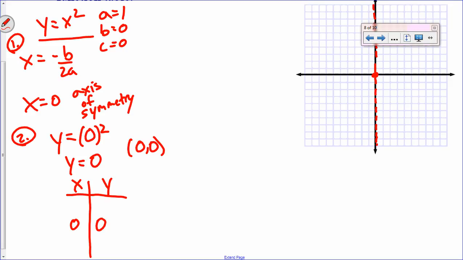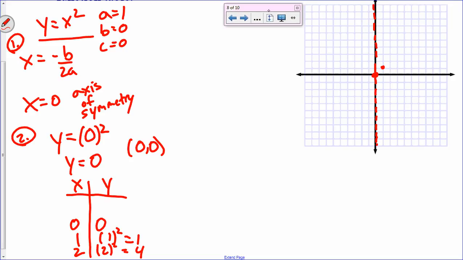Okay. Let's use our axis of symmetry, which kind of reflects over itself, to graph a couple more points on this. What would happen if we plugged in 1? Well, we'd get y equals x squared, so 1 squared, which is 1. So we've got the ordered pair 1, 1 here. What happens when we plug in 2? Well, 2 squared gives us 4. So 2, 4 is a point.